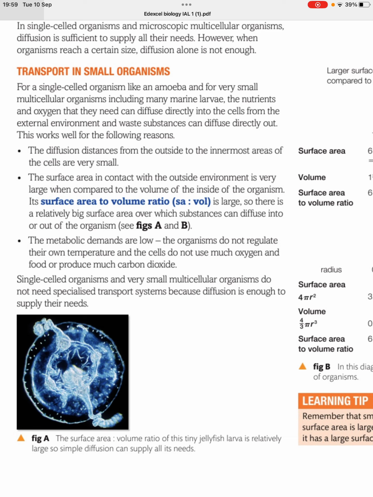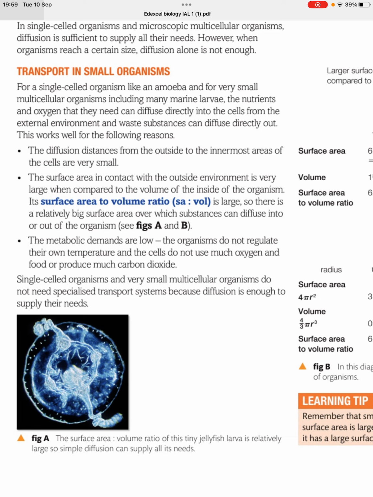For a single-celled organism like an amoeba and for very small multicellular organisms, including many marine larvae, the nutrients and oxygen that they need can diffuse directly into the cells from the external environment. And waste substances can diffuse directly out. This works well for the following reasons.